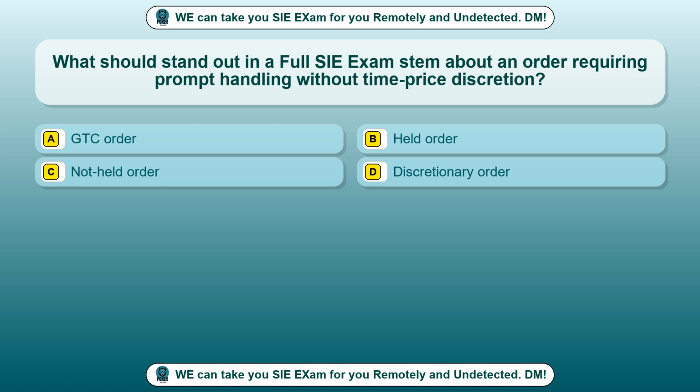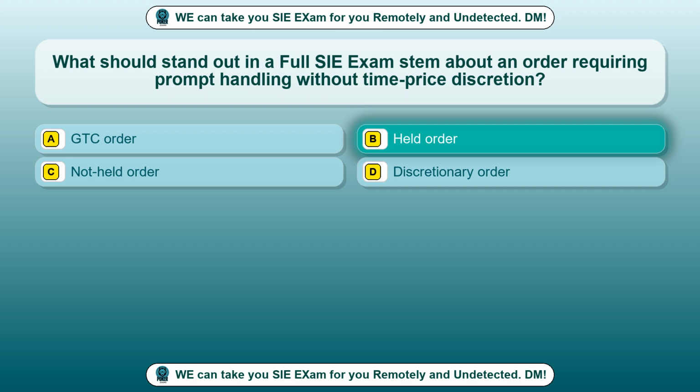Question 6. What should stand out in a full SIE exam stem about an order requiring prompt handling without time-price discretion? Option A, GTC order. Option B, held order. Option C, not held order. Option D, discretionary order. The correct answer is option B, held order.